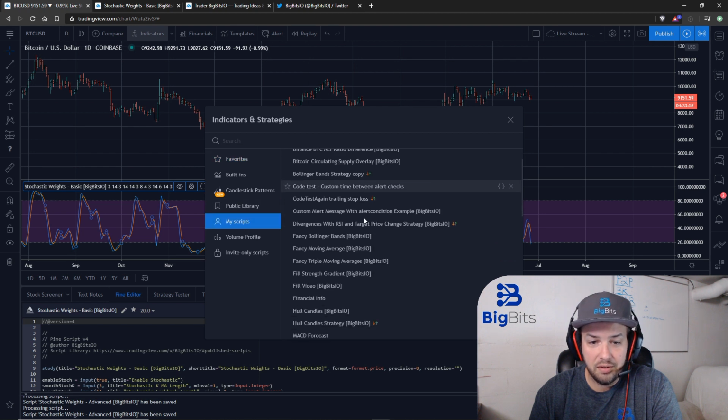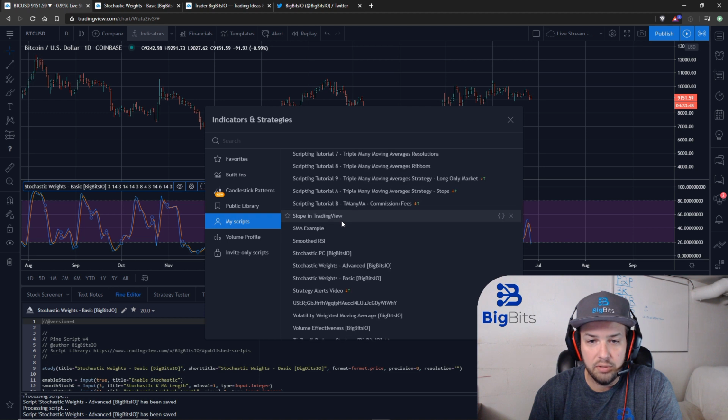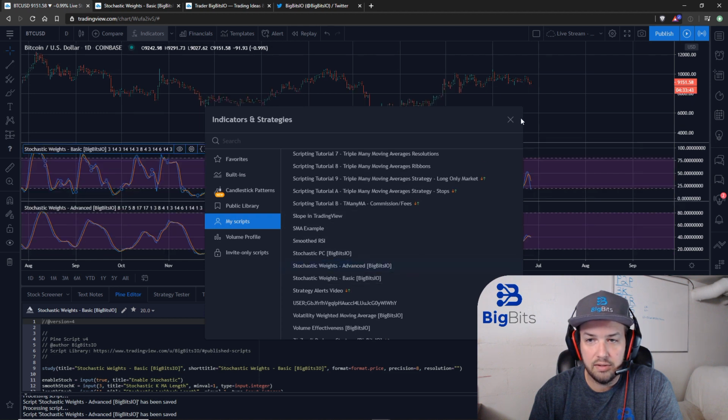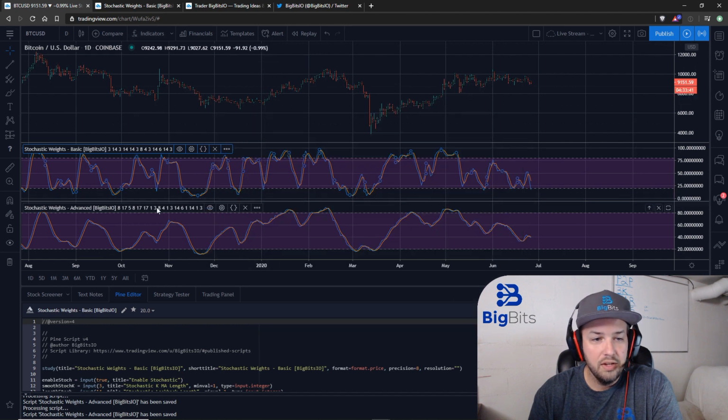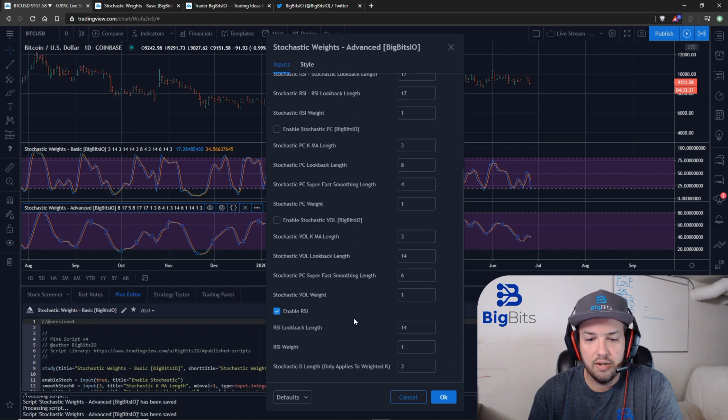I'm not done with it, of course, but I do have the unequal weights completed. So where is that one? Stochastic Weights Advanced. Here we go. So I have some custom settings here, and they are weighted unequal. You can see I gave the stochastic a 5 and the stochastic RSI a 1, and then the RSI has a weight of 1 as well.